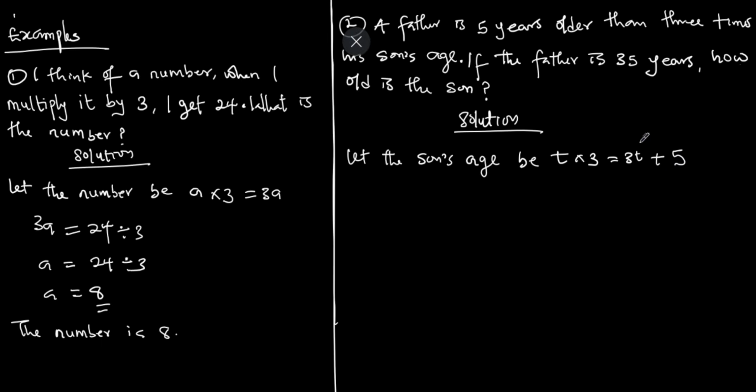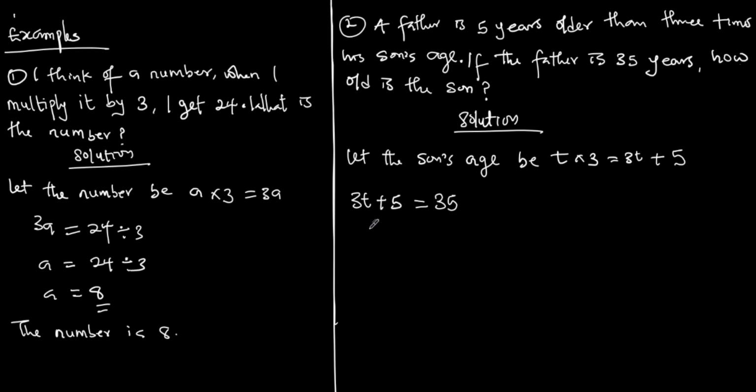So this is the father, right? The father is 5 years older than 3 times the son's age. And then the father's age is 35. That is 3t plus 5 is equal to 35. So we have our equation now. Step by step, solve the equation.